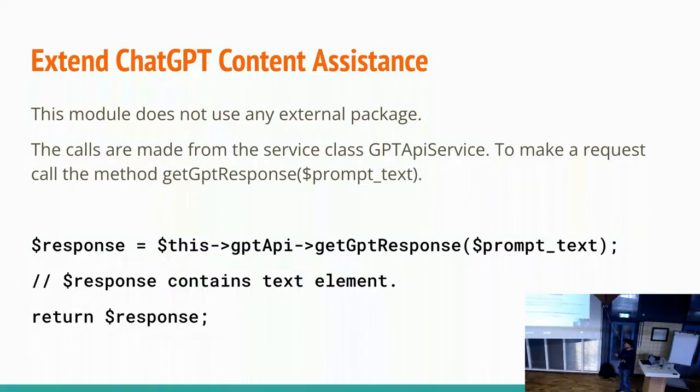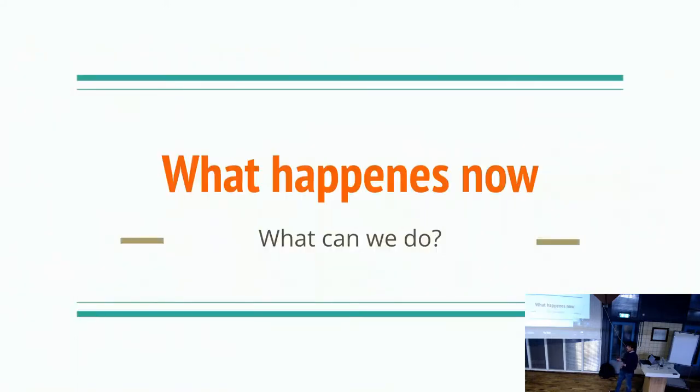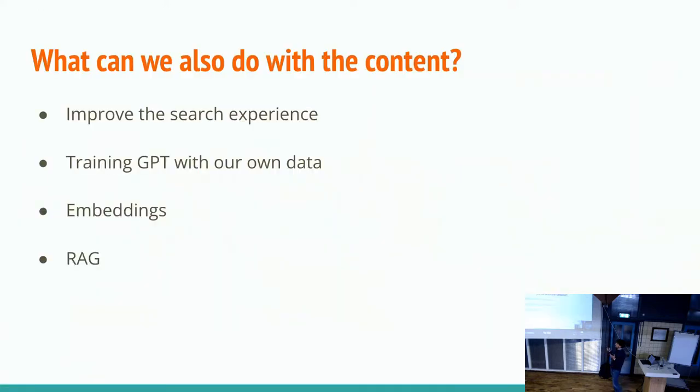So now we saw those two modules where we can create content. We can suggest taxonomy, summarize, and translate. And now we're going to see what we can do with the content we have created. So we can, for example, improve our search experience. We're going to create a ChatGPT-like search experience with a prompt where we can search with our own content.